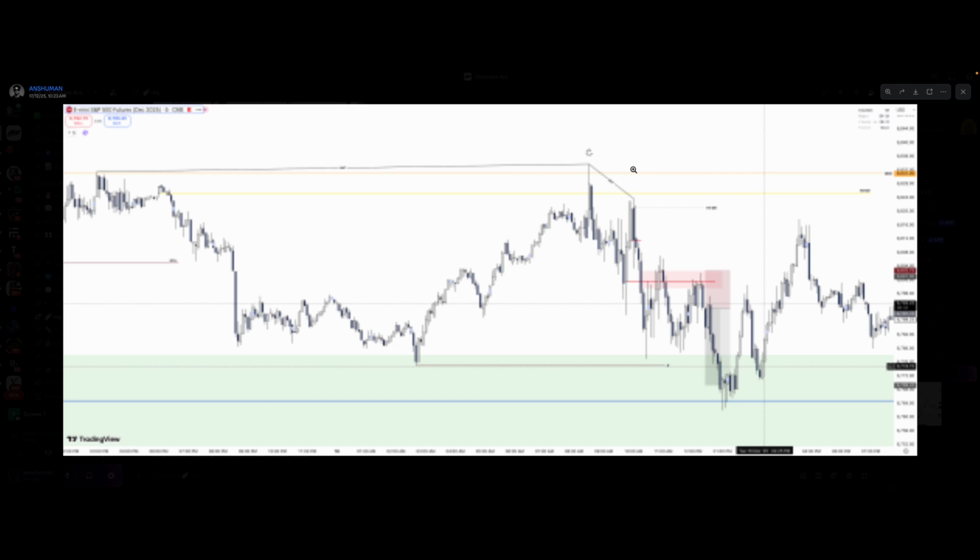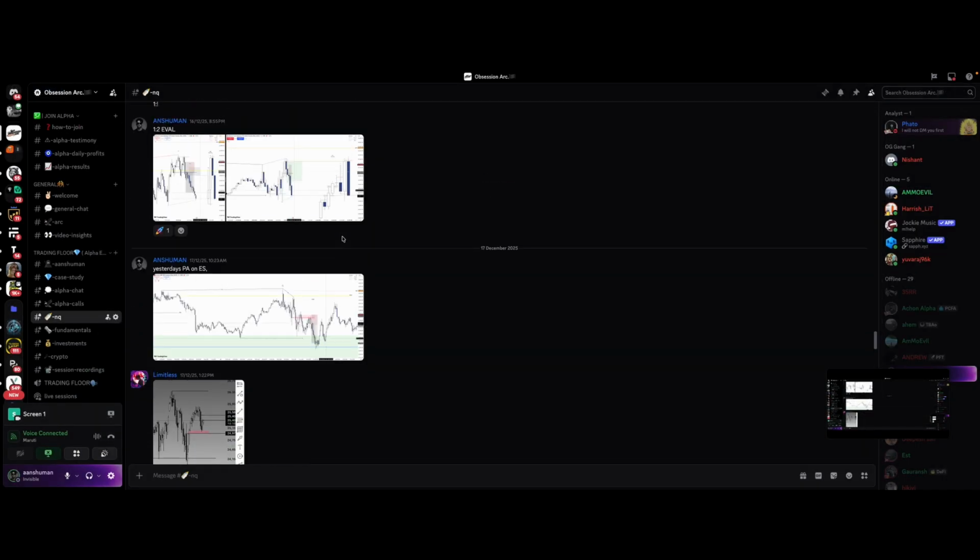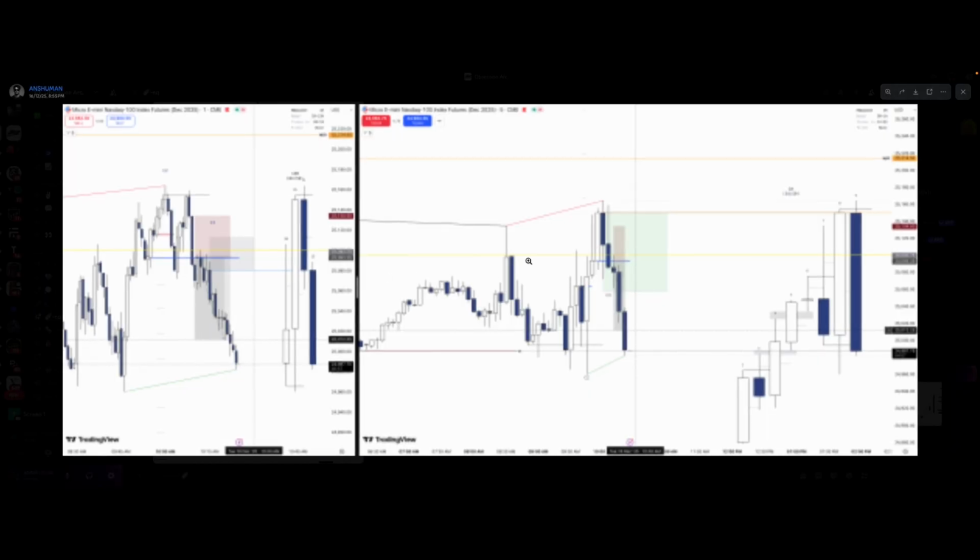Yeah, this is also a two-stage SMT here. See, this one, this high has been taken out. First SMT, second SMT, right? This is a two-stage SMT. Perfect example. See this one. First SMT, this one. Second SMT, this one.